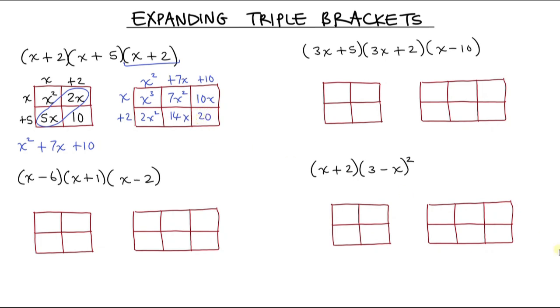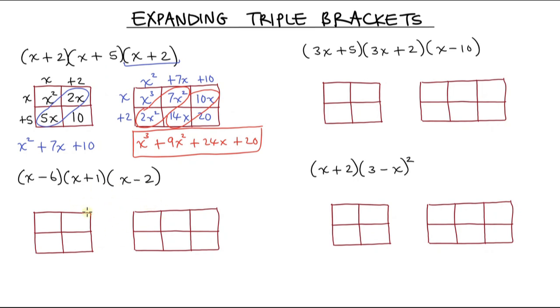So let's write our final answer down. I always like to start off with the highest degree term. So x cubed. And then these two terms, let's just circle them. 2x squared plus 7x squared is 9x squared. And then again, these two terms, 10x plus 14x is plus 24x. And finally, we've just got that plus 20. So let's just box it so it's clear. This is my final answer for this question.